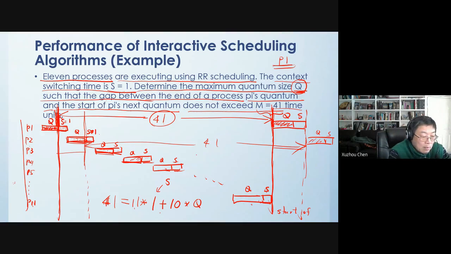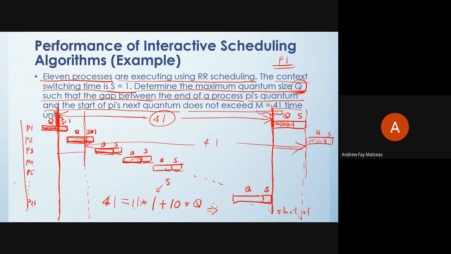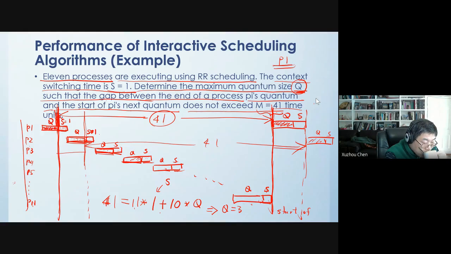That's a context switching. Now what is Q? So you have 41 equals 11 times 1 plus 10 times the Q. So what is the value of Q? 3. Okay, so this is how you're going to solve the problem. Any questions?